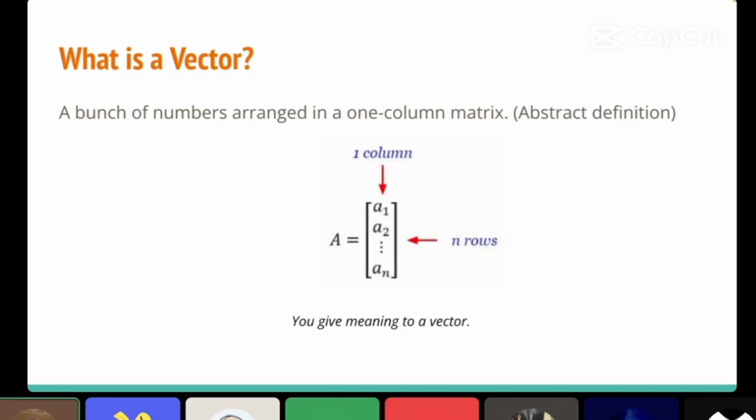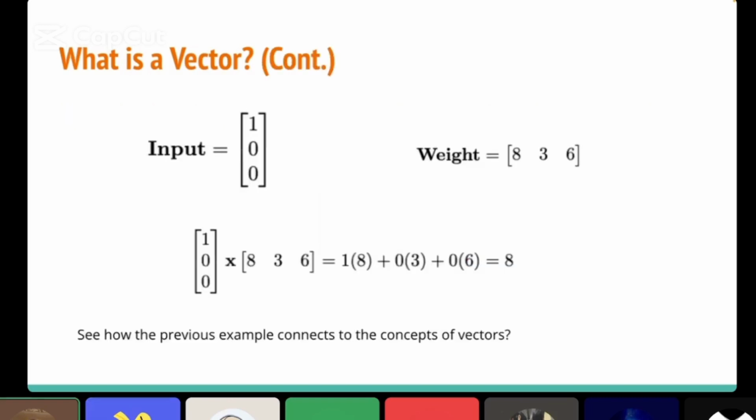So in the context of machine learning, we represent data with vectors. It's easier to do it that way because vectors are like a group, right? Instead of describing them one by one, we can just describe them as a group. Okay, so that's how you get an idea about vectors.